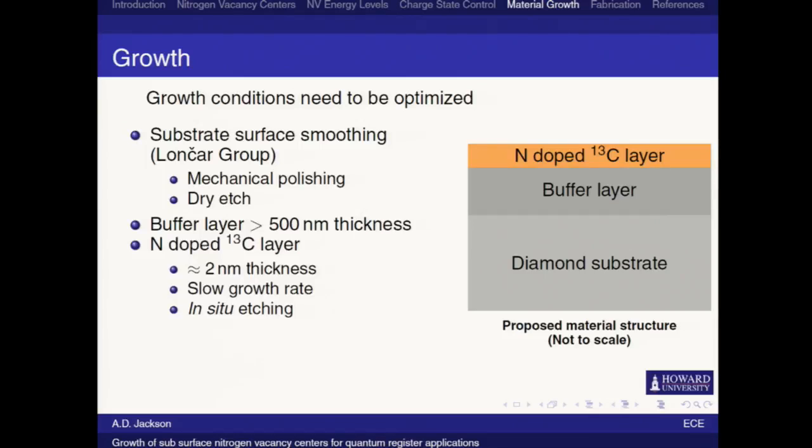And then we grow on top of that the nitrogen doped carbon-13 layer. It needs to be around the order of 2 nanometers in thickness. So that's going to require growing at a very slow rate. Typically we grow about 100 nanometers per hour, which if you want to grow a 2 nanometer thick layer, is about 1 minute of growth time. That's not something that you can really repeatably do. So we're going to have to at least find a way to drop that growth rate to about 10 nanometers per hour at the very least.